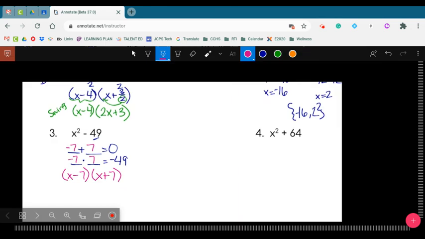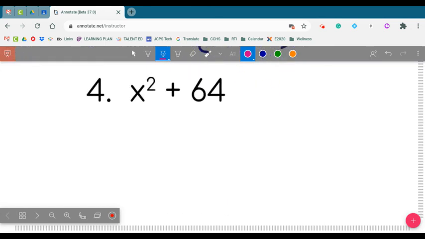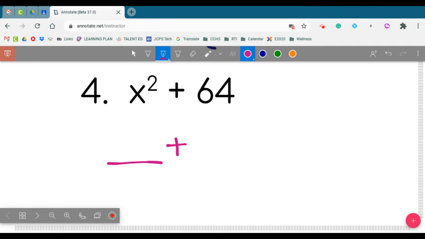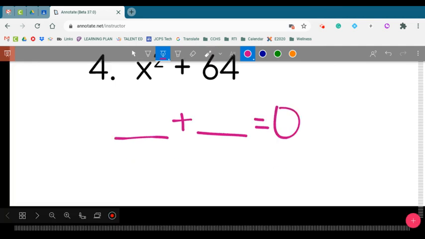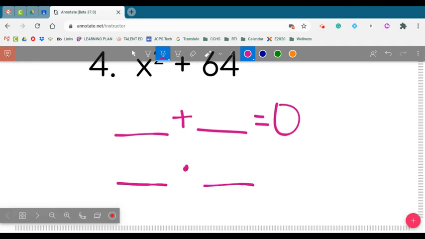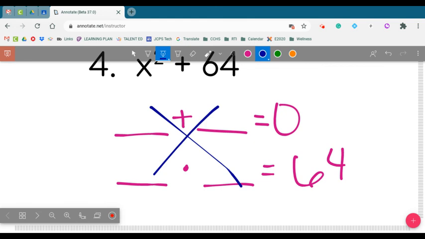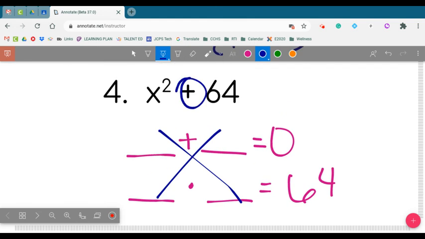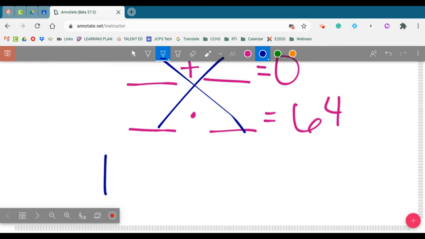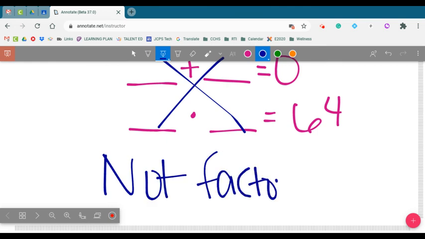Okay. Now, 4 looks a lot like 3. So I want you to think what plus what equals 0, and what times what equals a positive 64. There is no number. Okay, 8 and 8 gives you 64. But those are both positive, so those aren't going to give you 0. So this one is actually, since there's this plus sign right here, and that's not negative, this is not factorable. So keep that in mind, okay?